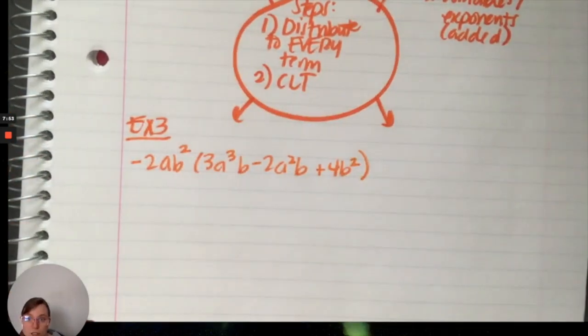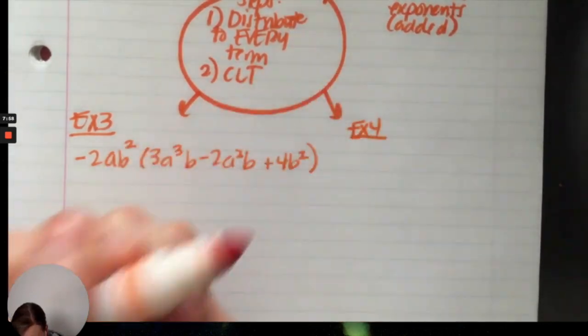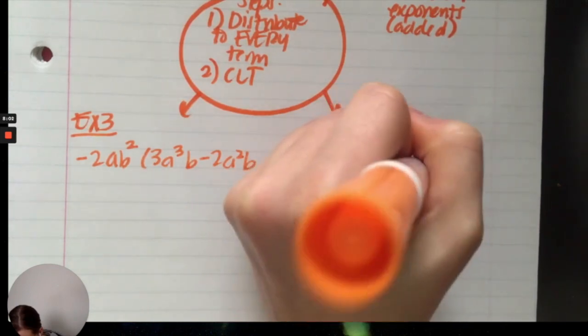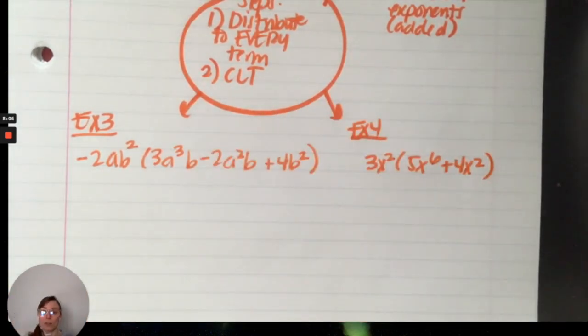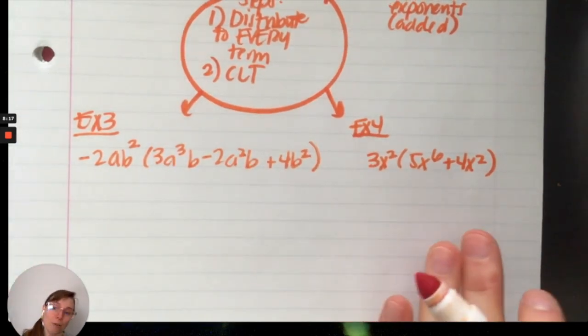And then just for the sake of size, I am going to write example 4 at the same time, just so that you know how it's all going to lay out. 3x squared times 5x to the 6 plus 4x squared. I purposely made that one shorter because the rainbow method's not that much different than it was originally on the monomial by monomial, and this way, no matter how big your handwriting is, it should all fit on one line.